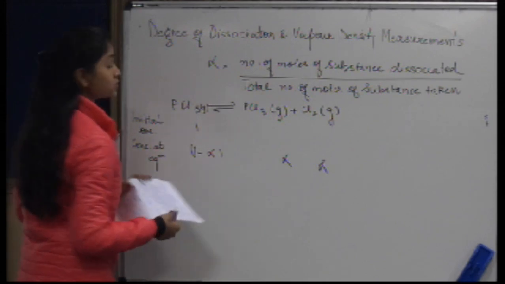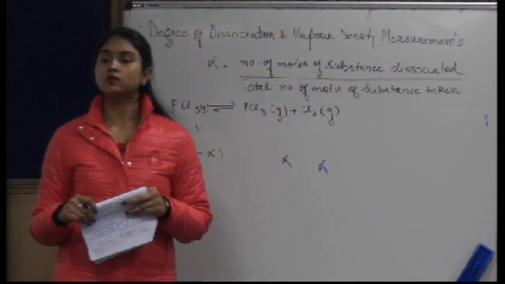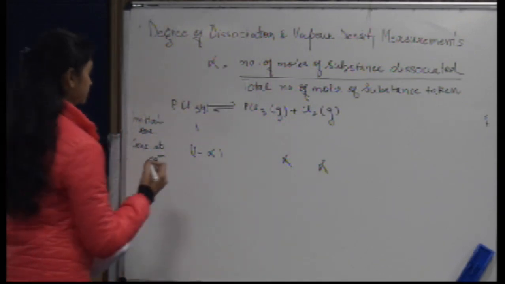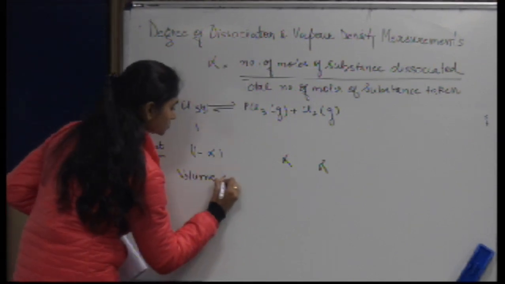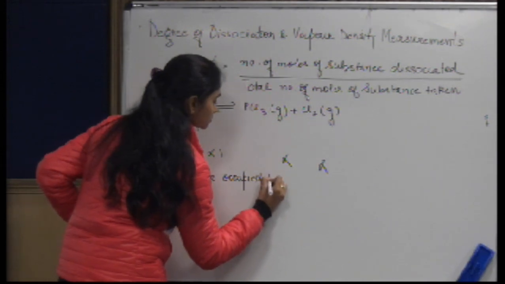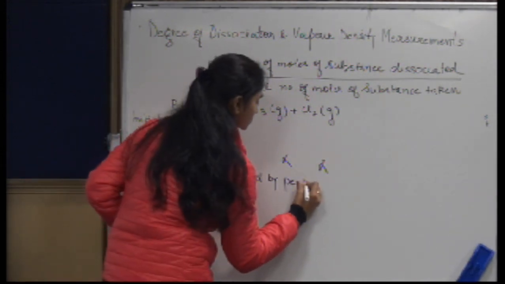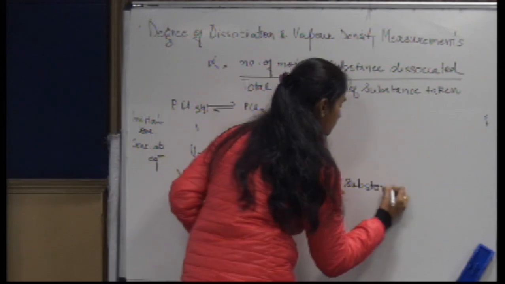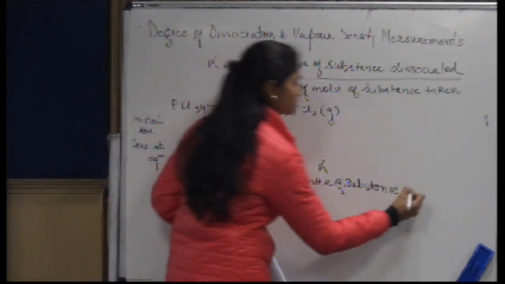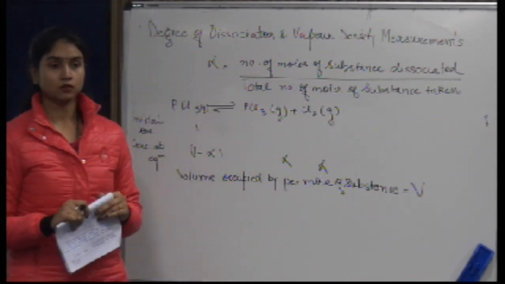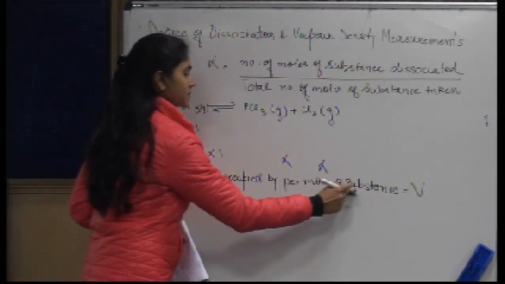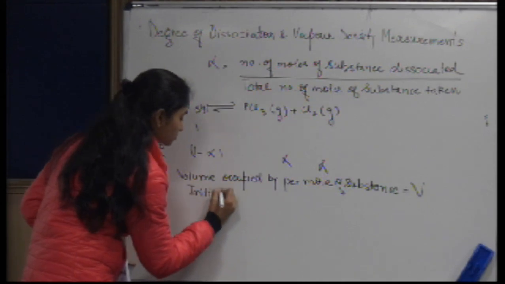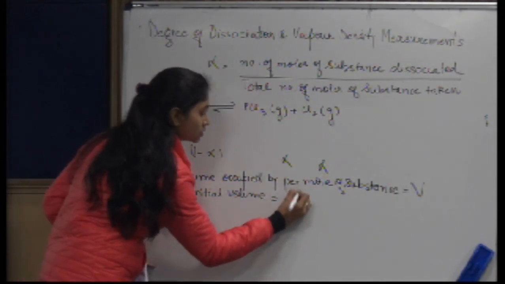Write ahead: suppose that the initial volume, or the volume occupied per mole of the substance, is V. The volume occupied per mole of a substance is V. Since we have only 1 mole of a substance, your initial volume will remain V only.